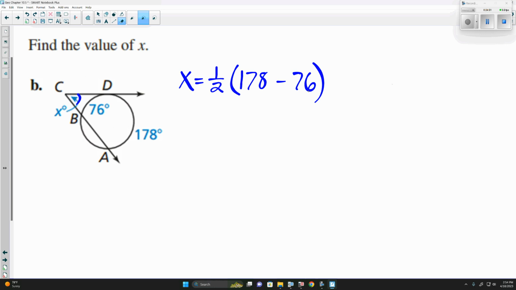Now with the other one, it really doesn't matter. Adding two things doesn't matter. But with this one here, because we're subtracting, the arc farthest away from that angle is going to go first. It's going to be the bigger of the two. So we'll say 178 minus 76.